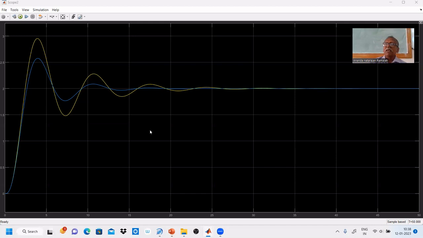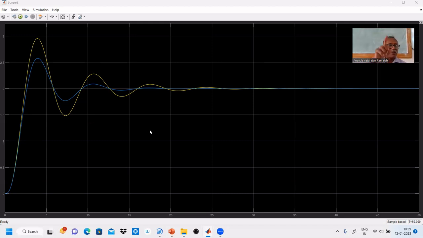Here we are using PI and PID. We forgot to notice one thing: no steady state error. You notice where it is settled. The I mode is included. We gave a set point of 2. Where is it settled? At 2. No steady state error. For the PI controller and the PID controller, there also it is settled at 2, and here also it is settled at 2.